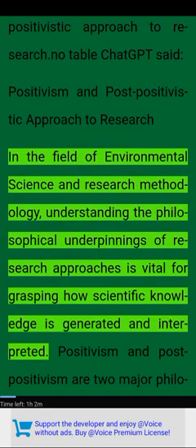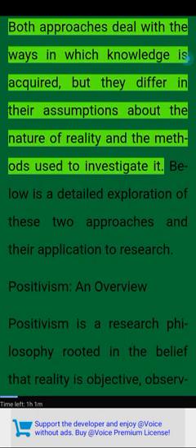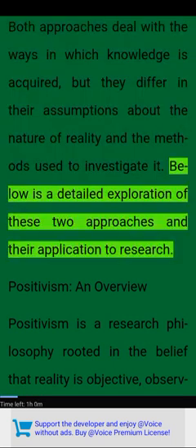In the field of environmental science and research methodology, understanding the philosophical underpinnings of research approaches is vital for grasping how scientific knowledge is generated and interpreted. Positivism and post-positivism are two major philosophical approaches that shape how researchers design and conduct studies, particularly in fields where empirical data collection and analysis are central. Both approaches deal with the ways in which knowledge is acquired, but they differ in their assumptions about the nature of reality and the methods used to investigate it. Below is a detailed exploration of these two approaches and their application to research.